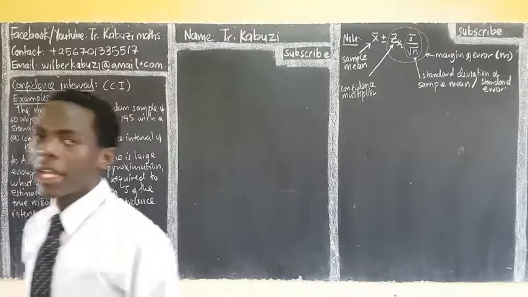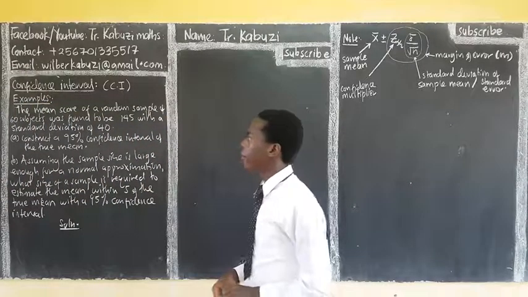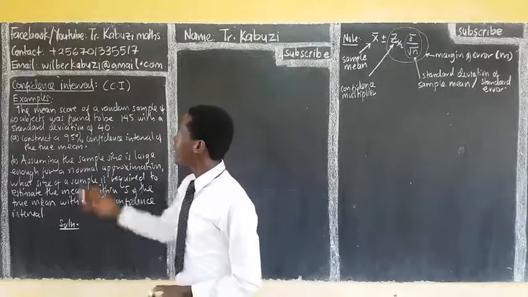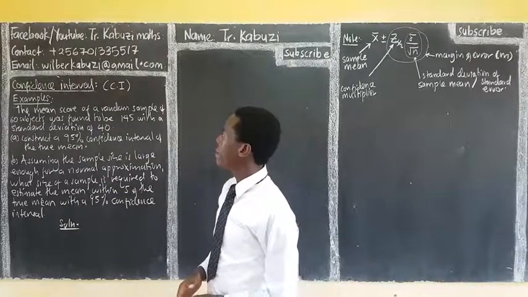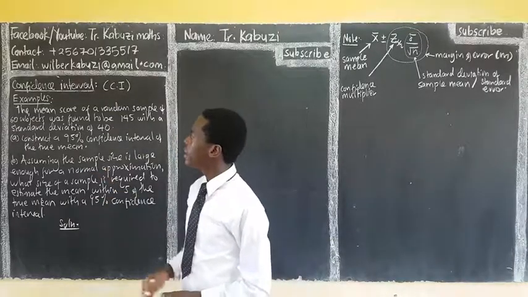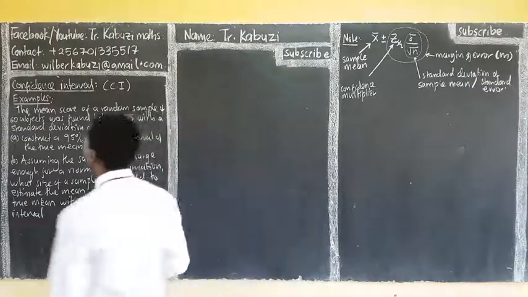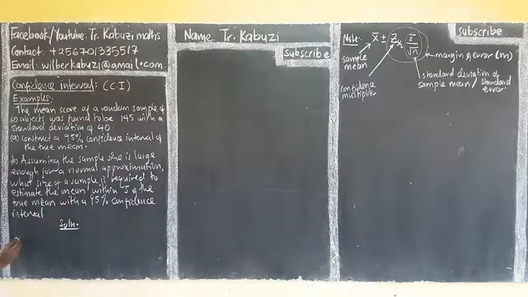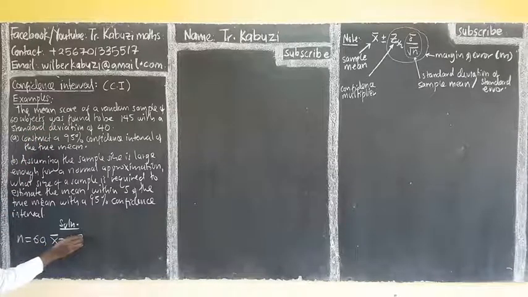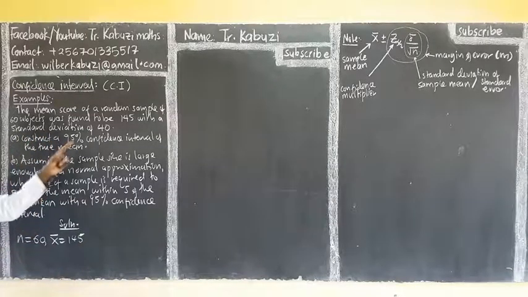So members, let us see more examples as we explore more tricks. So here is the example. The mean score of a random sample of 60 subjects was found to be 145. So our n here is 60 subjects, and their x bar, the sample mean, was 145, with a standard deviation of, now our standard deviation is big.